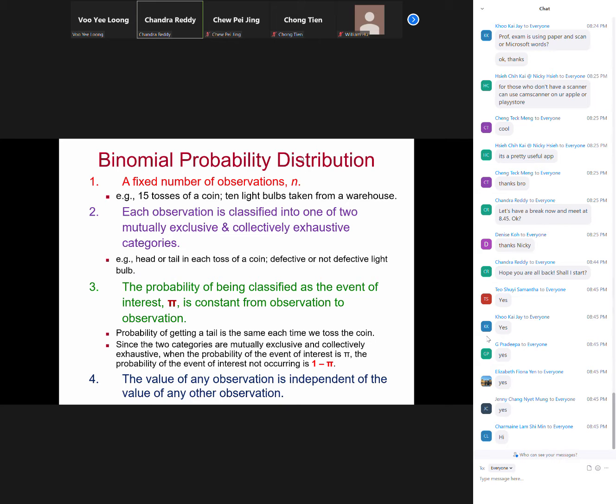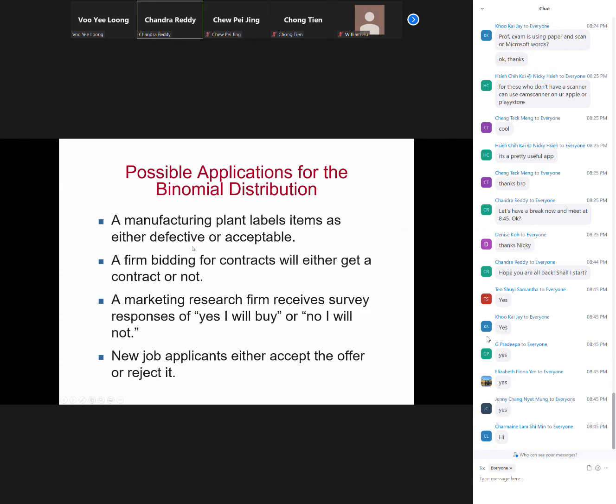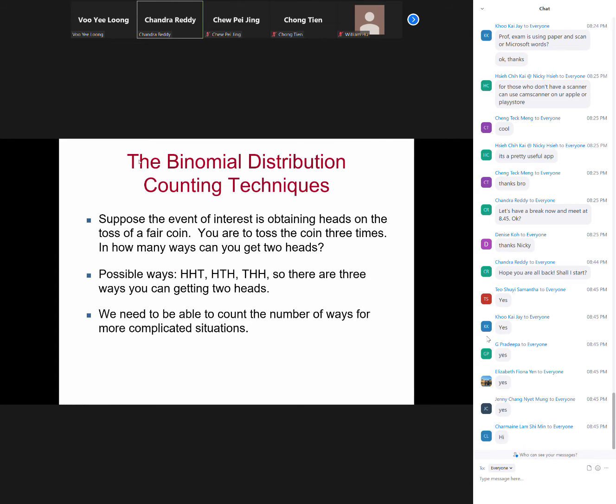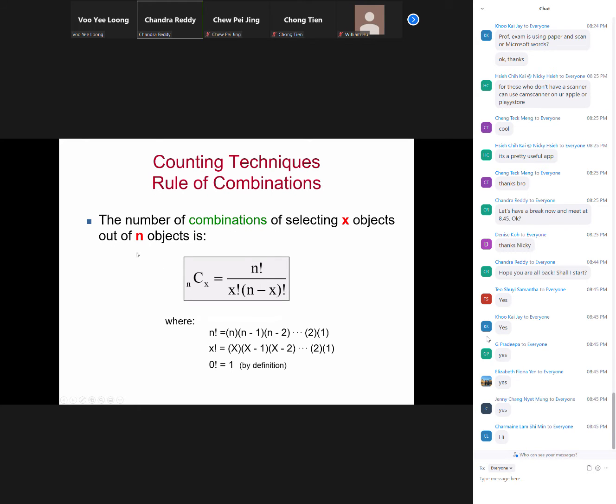Now let us look at where we can apply it. There are many cases, for example, in manufacturing plants, to find out product defects, product rejects. There are many cases where we can apply the binomial probability distribution. The binomial probability distribution requires counting techniques, so we look at the formula now.